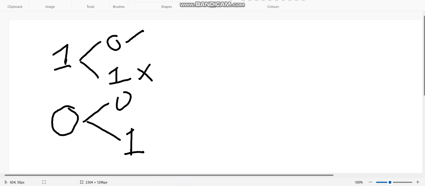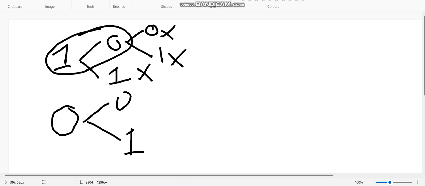Now if I further divide this 0 into 2, 0 and 1, you will find the substring 0 0, so this will also be rejected. 101 is also a palindrome, so this will also be rejected. So only this substring can be created from here.